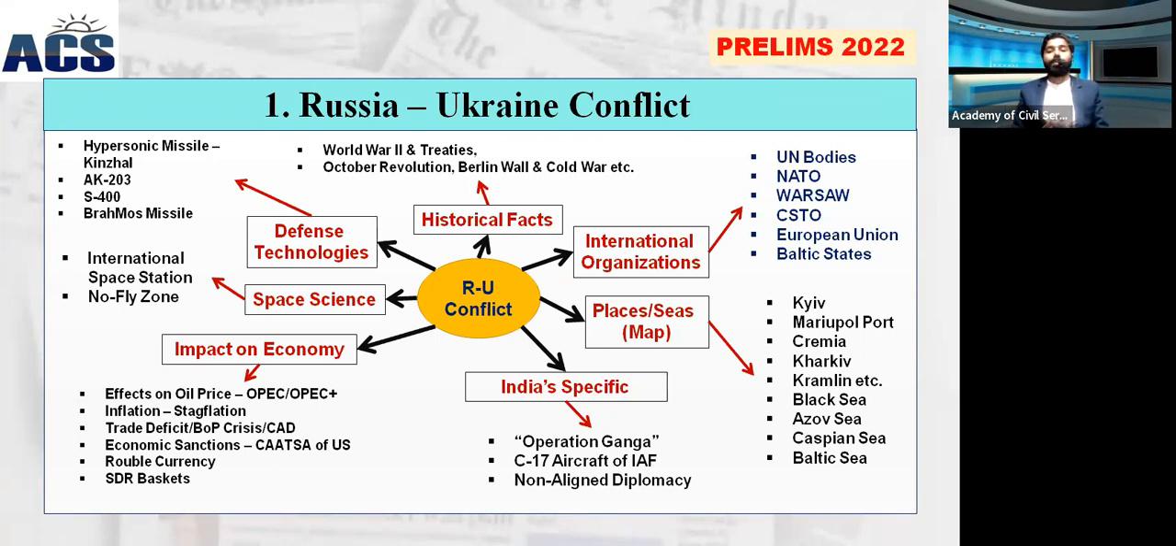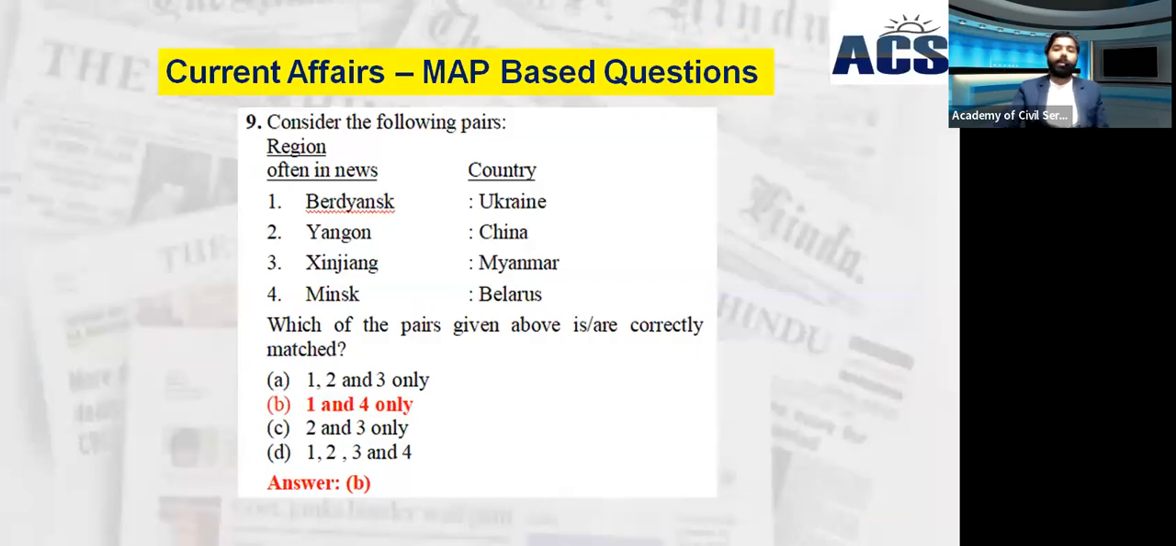In this way, we have to study this Russia-Ukraine conflict for our prelims 2022. If you study in a holistic manner, from different perspectives or using different dimensions of the same problem, you can cover a lot of syllabus and a lot of content with one particular topic. So if any questions are asked in our prelims, we will definitely be able to solve them. We have to take this approach, and I will show you some of the model questions that can come. I already told you that map-based questions can also come in our prelims.